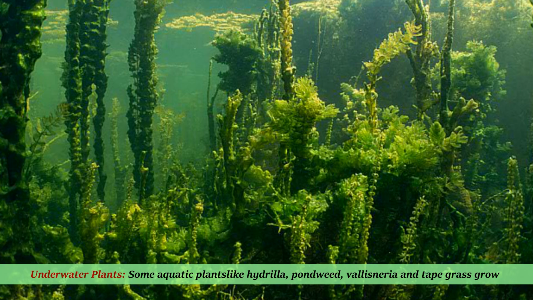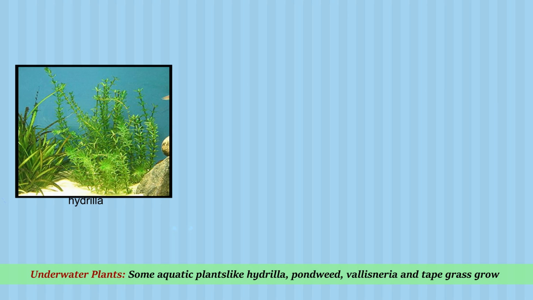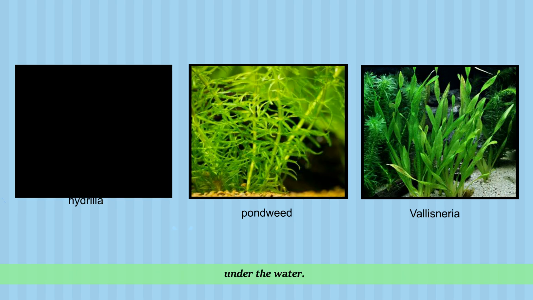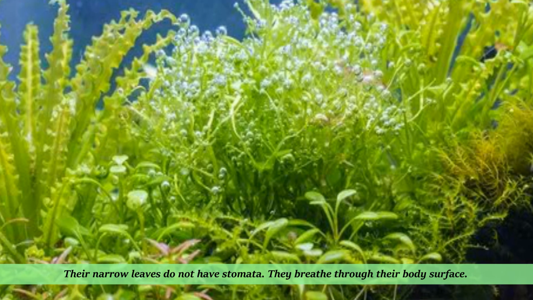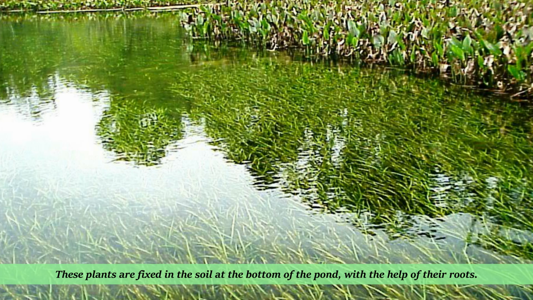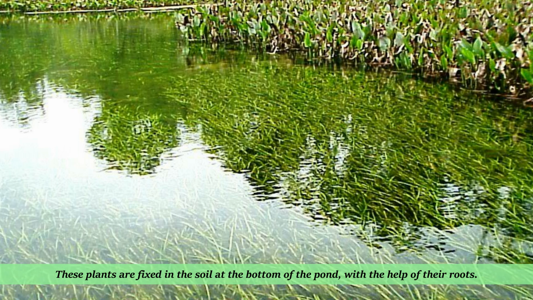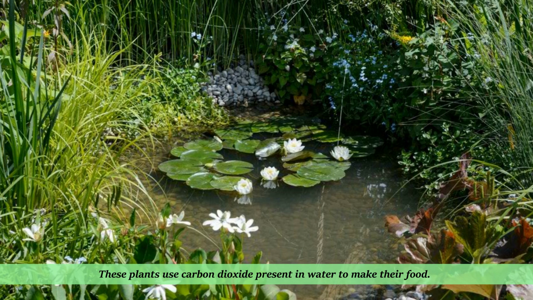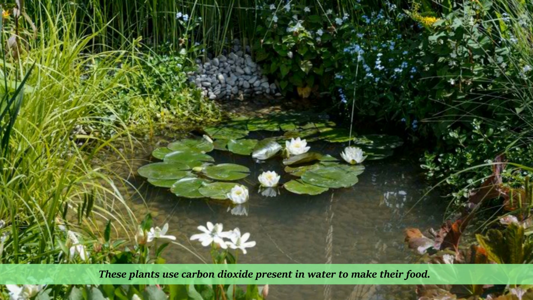Underwater plants. Some aquatic plants like hydrilla, pondweed, vallisneria and tape grass grow under the water. Their narrow leaves do not have stomata. They breathe through their body surface. These plants are fixed in the soil at the bottom of the pond with the help of their roots. These plants use carbon dioxide present in water to make their food.